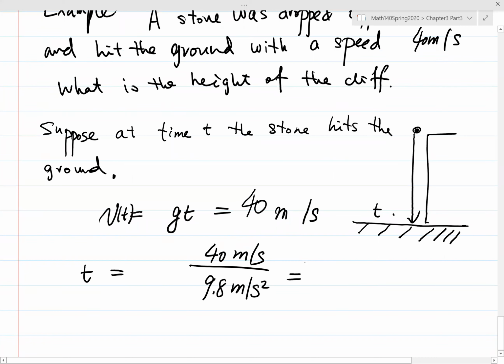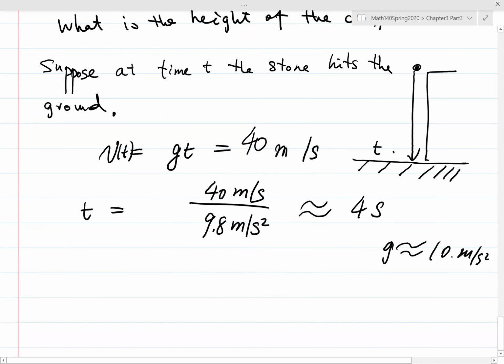In physics, you can use g to be 10. Then this is 4 seconds. Okay, g is around 10 meters per second squared. So T is 4.